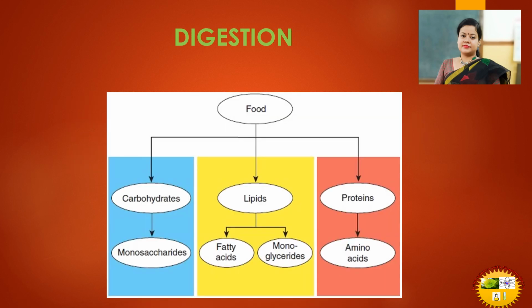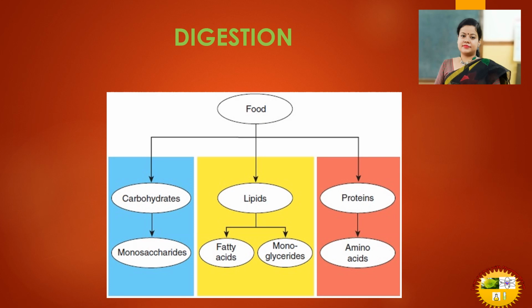So coming back to what we were discussing, digestion. After digestion, carbohydrate turns into simple sugar or monosaccharide. Carbohydrates are also known as polysaccharide. Poly means many, mono means one. So carbohydrate into monosaccharide, lipids into fatty acid and glycerol or monoglyceride, proteins into amino acid. That is the fate of the food after digestion.